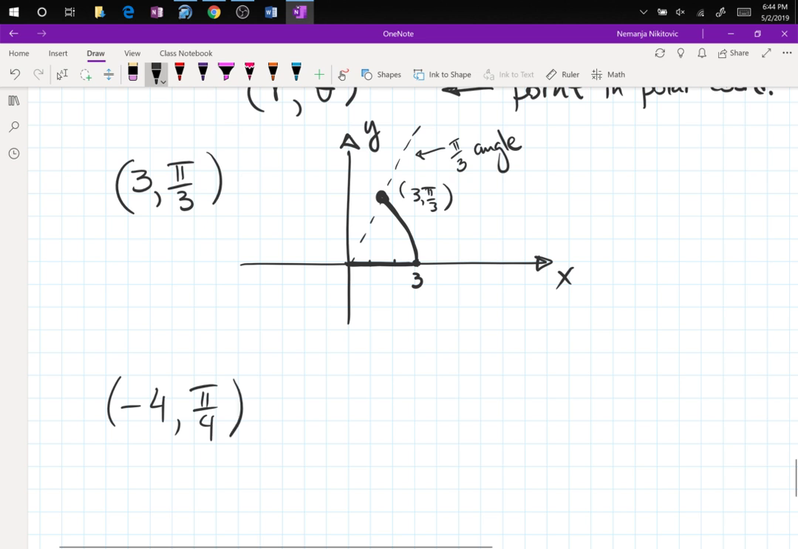What is the point? Go. You draw this. What is the point? Negative 4, pi over 4.